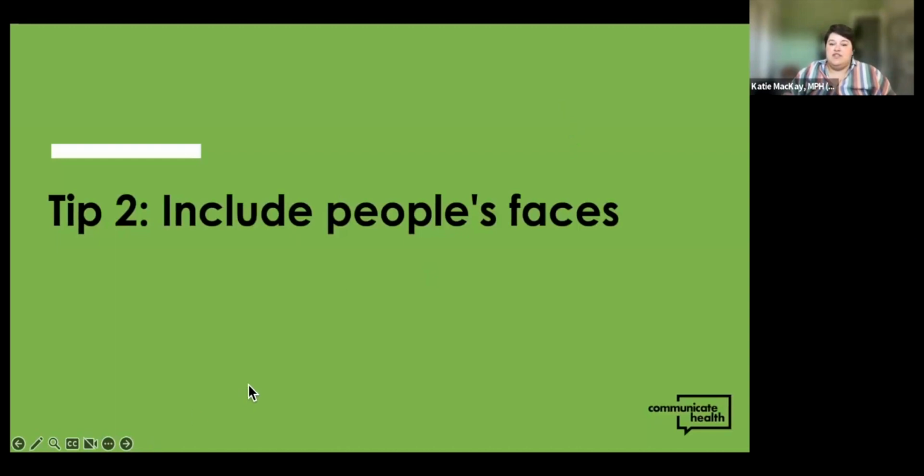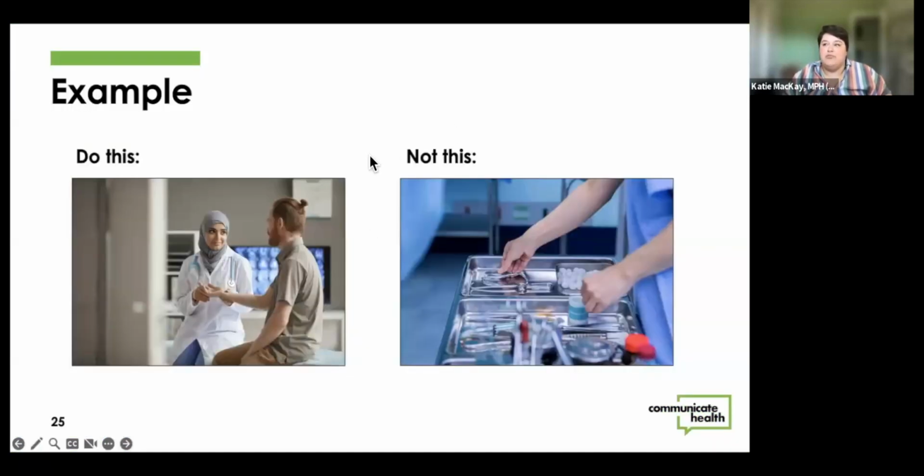So our next tip is to include people's faces. This helps connect with priority audiences and humanize calls to action or behavior change. Like Olivia mentioned, our research shows that participants really like the human element, and people's brains are actually primed to hone in on human faces. So here in this example, you can see an example of an image where you show faces and where you don't.